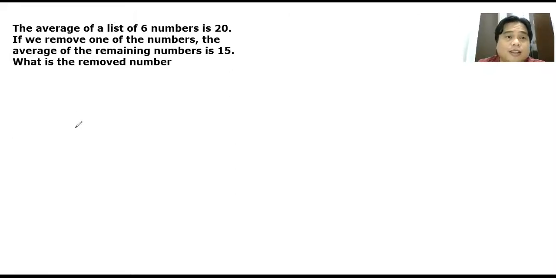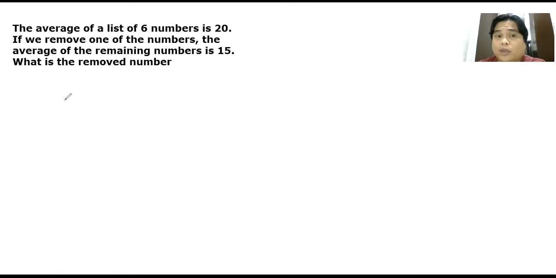We have a problem here sent by a person who wants to take the civil service exam here in the Philippines, and it seemed like he didn't know what to do about it, so he sent me this problem and asked me to do a solution for him.